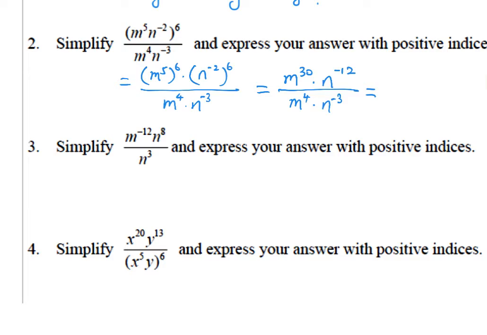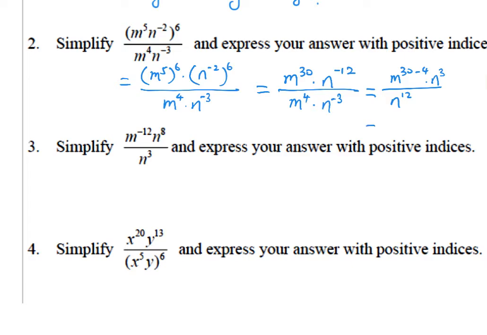Change the negative power to positive. So this goes down, this is positive. I can combine these two: 30 minus 4. For the other part, I want to change to positive: n to the power 12 and n to the power 3. This negative 3, I move it up and it becomes positive. This negative, I move down and it becomes positive power.